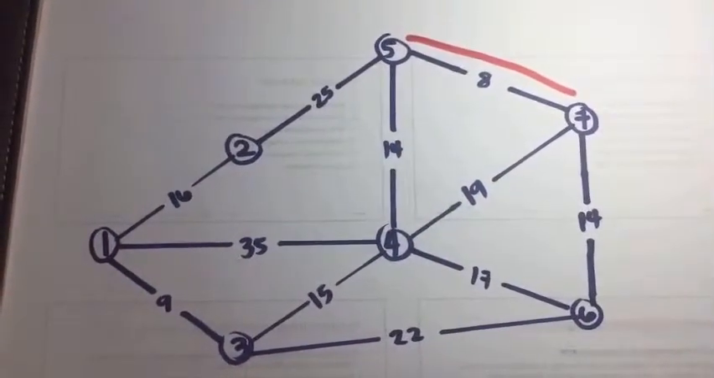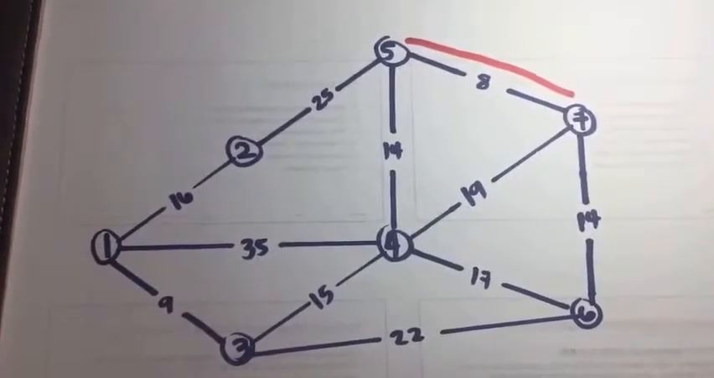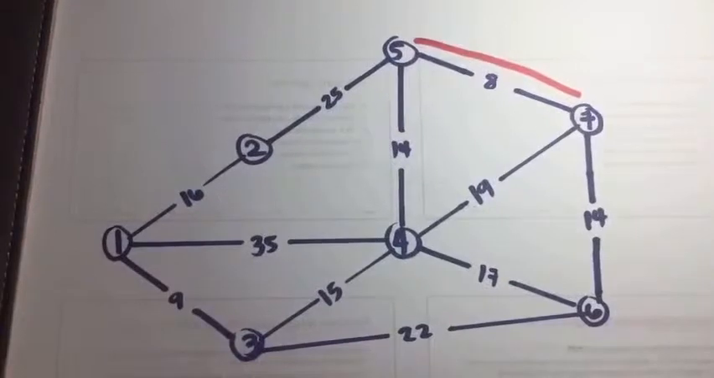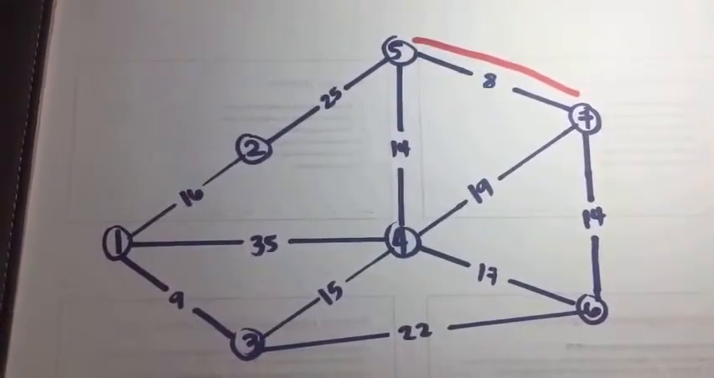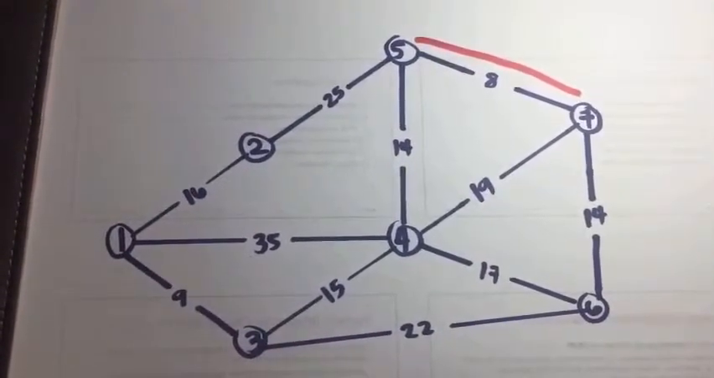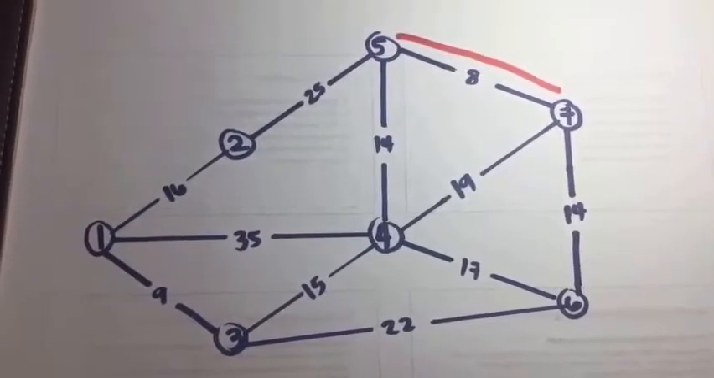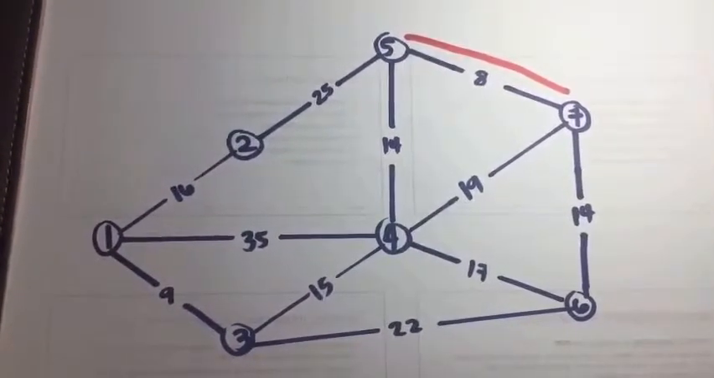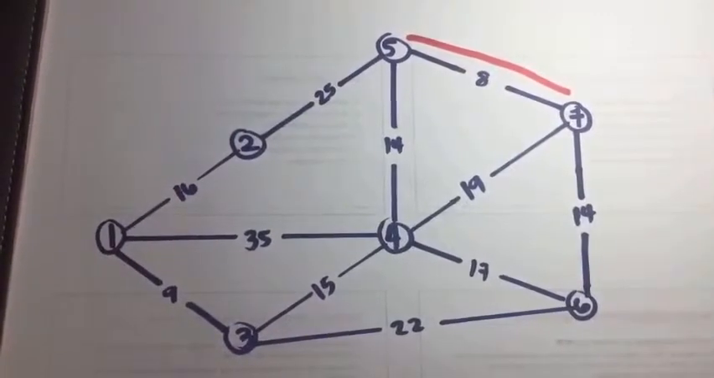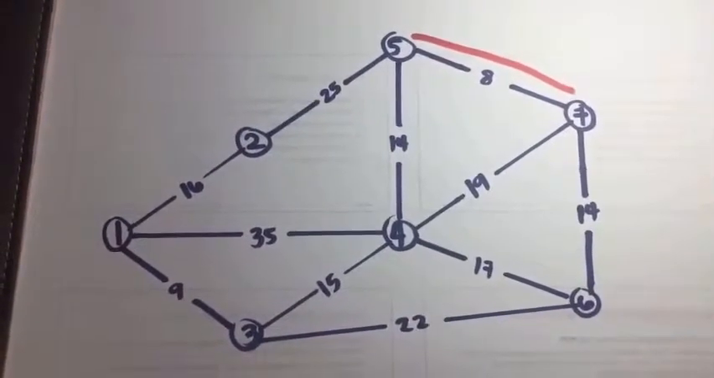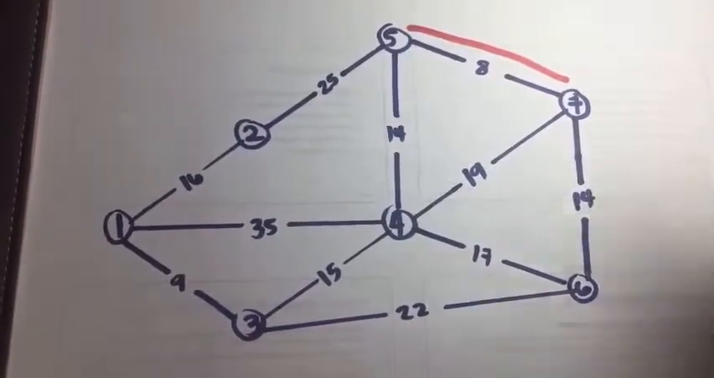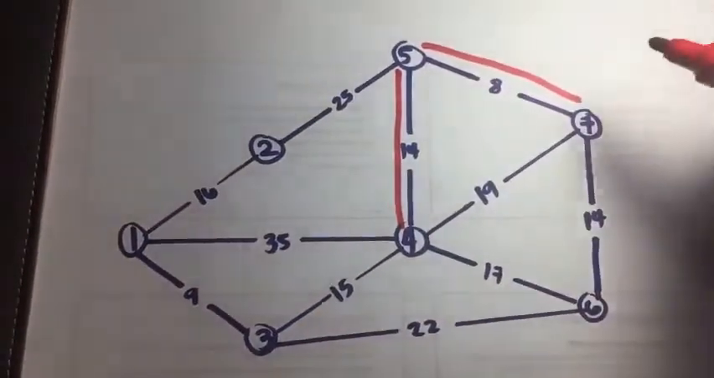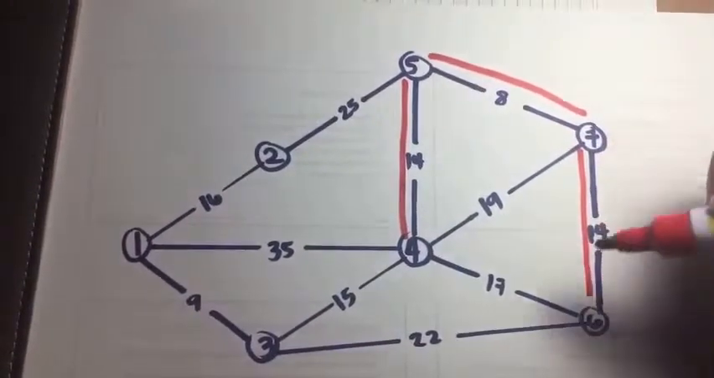Next is to connect this node to the nearest node that minimizes the total distance. Considering all of the nodes that are now connected, find and connect the nearest node that is not connected. If there is a tie for the nearest node, select one arbitrarily. A tie suggests that there may be more than one optimal solution. So in this case, we can connect node 5 and 4 and node 7 and node 6.